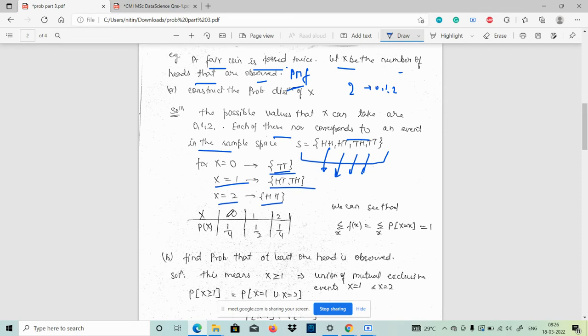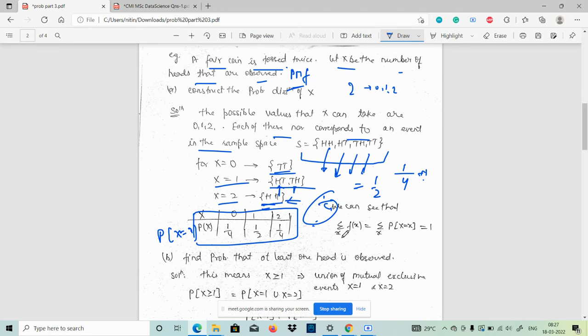If I'm trying to find the probability that x is equal to 0, in this case 0 points to a single entity, a single point in the sample space. Our sample space size is 4, and x equal to 0 corresponds to a single point, so it will be 1 by 4. x equal to 1 corresponds to 2 points, so it will be 1 by 4 plus 1 by 4, which is 1 by 2. And x equal to 2 heads also corresponds to a single point, so it is 1 by 4. This is how you construct a probability distribution, the probability mass function, of any given situation.